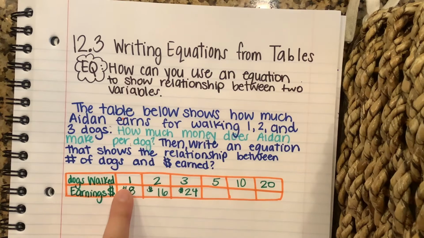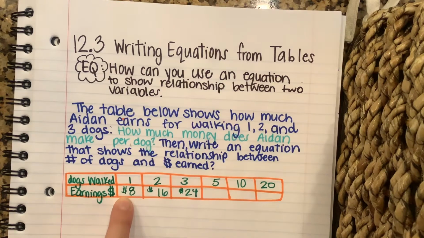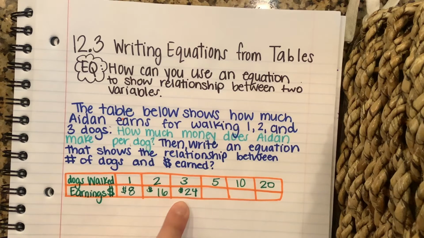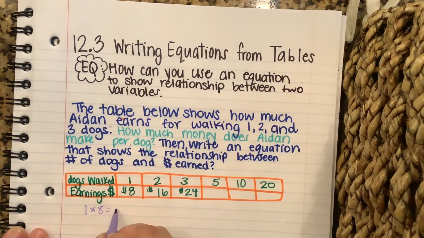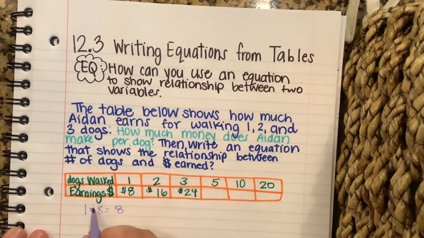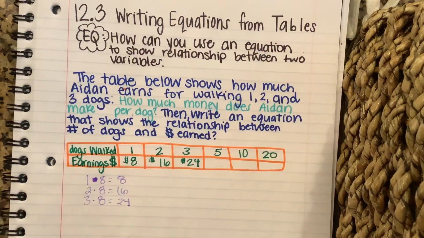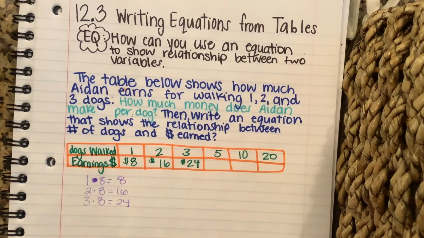When Aiden walked 1 dog, he made $8. When he walked 2 dogs, he made $16. When he walked 3 dogs, he made $24. If we look at the relationship there, we've got 1 times 8 was 8. I should be using the dot for multiplication. Then we had 2 times 8, which gave us $16. Then we had 3 times 8, which gave us $24. So if we continue that multiply-by-8 pattern, we could solve our empty boxes.